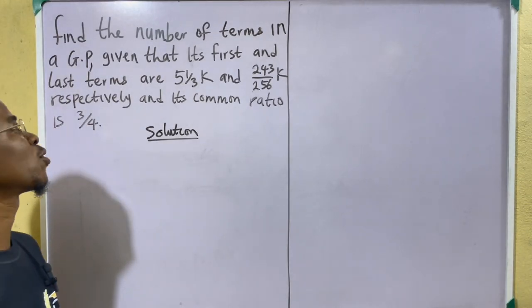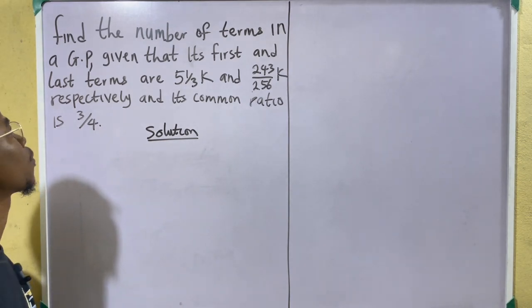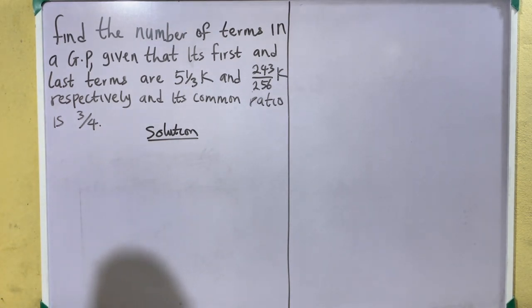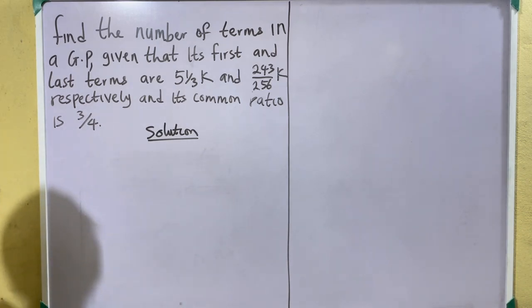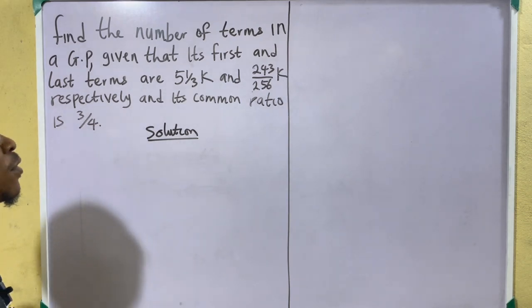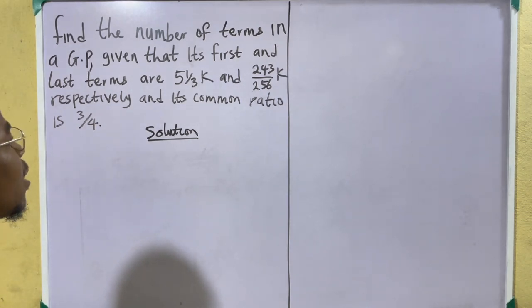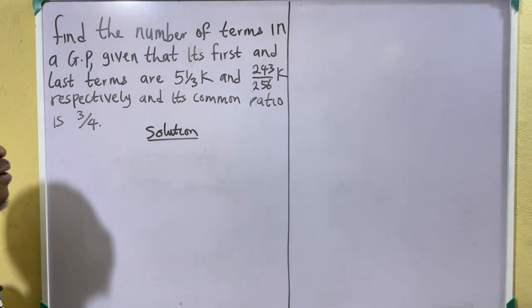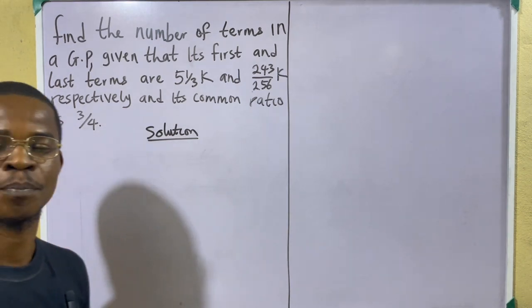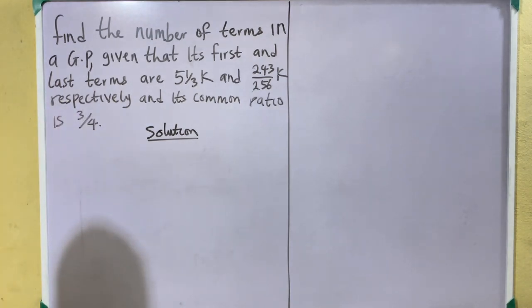Today we'll be learning how to solve this problem on geometrical progression. It says find the number of terms in a GP given that its first and last terms are 5 whole number 1 over 3k and 243 over 256k respectively, and its common ratio is 3 over 4. Can we solve this? Let's dive into it. Okay, solution, and we start.